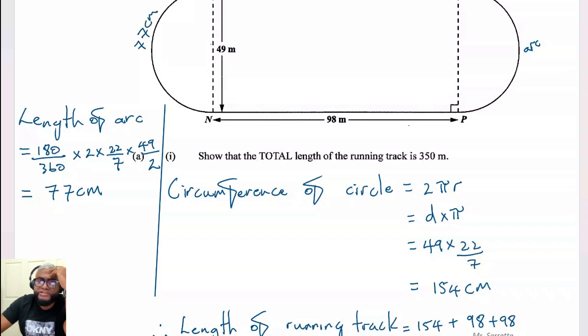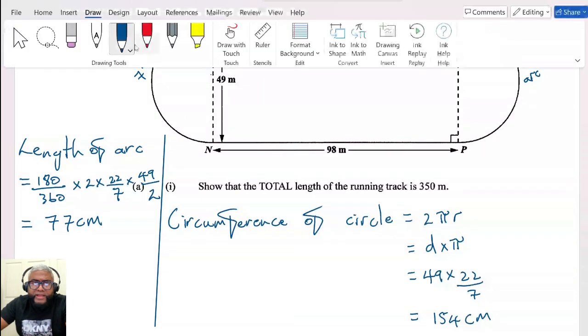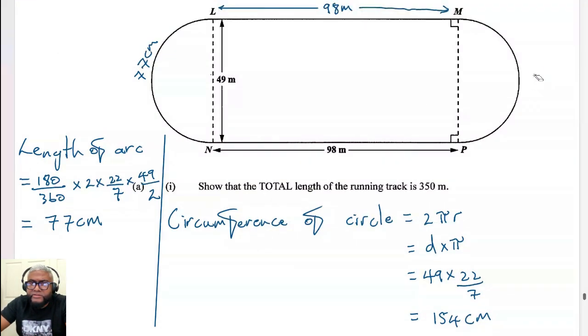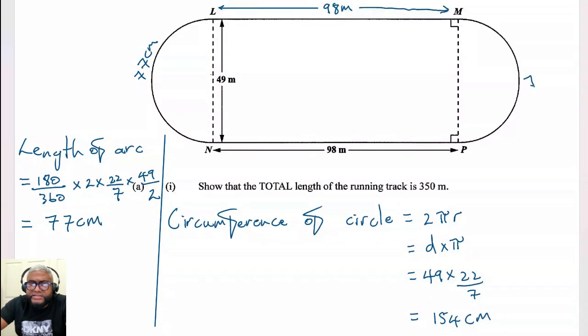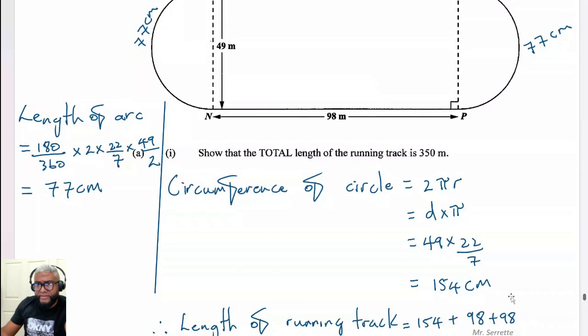I understand what you're saying, Josh. So here will be 77, and over here will be 77 also. Right? And then when you add up all, it's supposed to get the same 350. If you took the length of the arc route, you would have gotten the same answer. So raise your hand if you're good here.